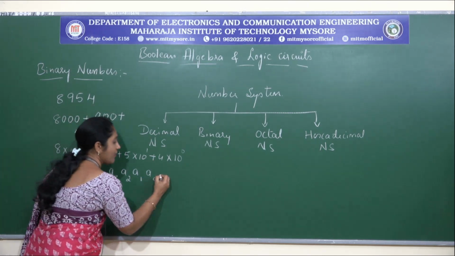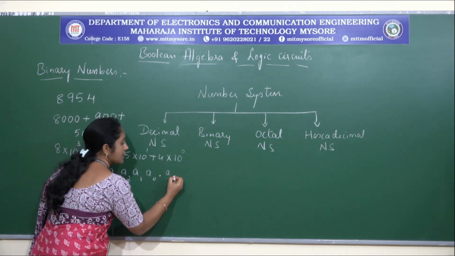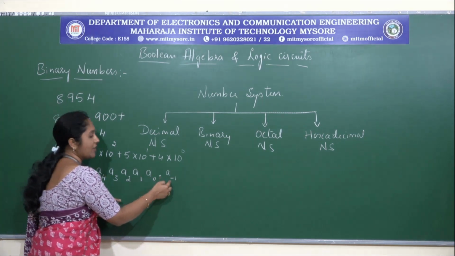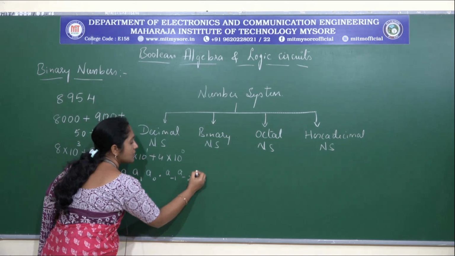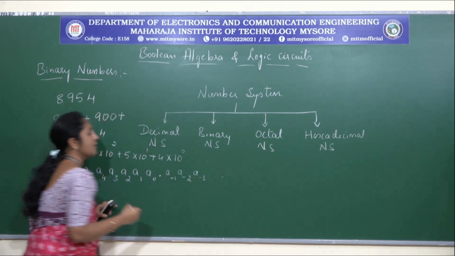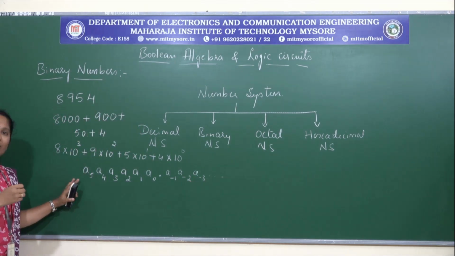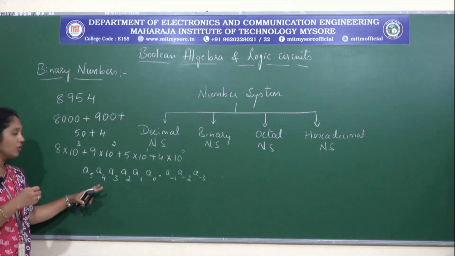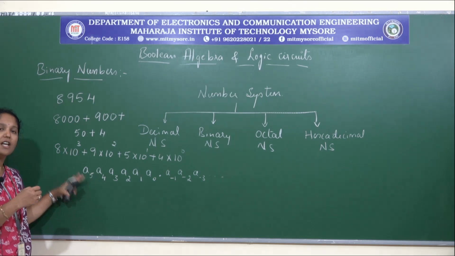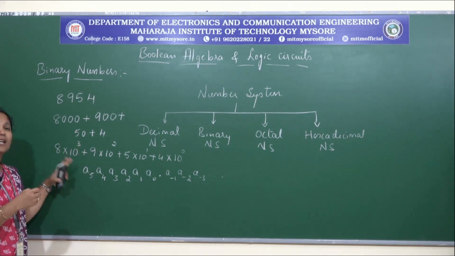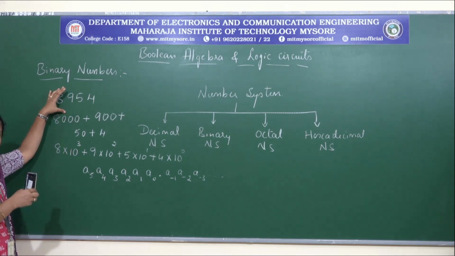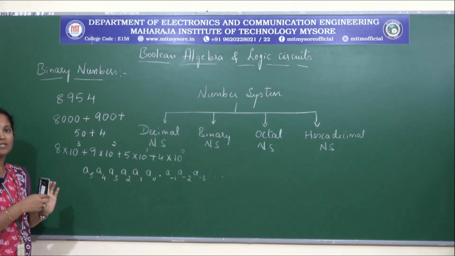If the number is in fraction format, then we write like this: A minus 1 after the decimal point. So we write A minus 1, A minus 2, A minus 3, etc. This is how we can represent any given number using its coefficients. Using the coefficients, we represent the number in compact format. So this is the representation of a given number in decimal number system.